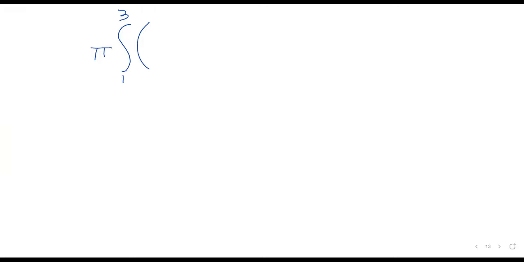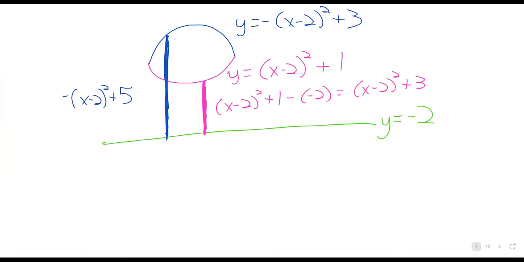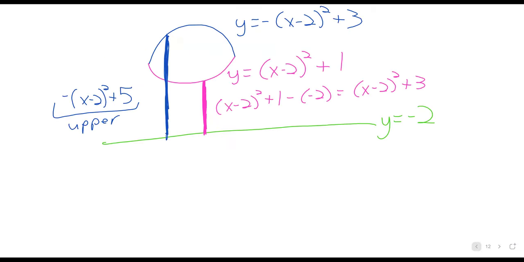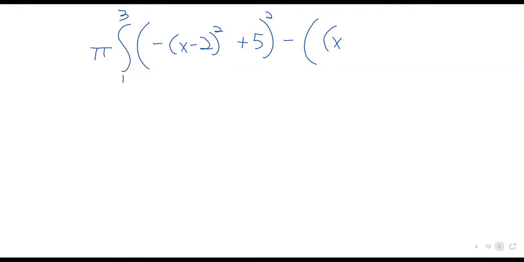And now, sadly, the washer method can give kind of bears of problems. There's a reason I said we're not gonna have time to finish this, but here's the upper. Remember that we're squaring the upper and lower separately before the subtraction. Here's the lower. It's 2 squared plus 3.